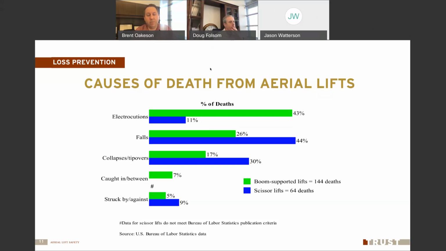Now, surprisingly, fall protection equipment is not required in a scissor lift because it falls under the scaffold standard, but still, you see that's the top reason why people are dying in a scissor lift: falls. That's why we definitely recommend wearing fall protection equipment inside the scissor lift. Another surprising statistic was collapses and tip overs. Scissor lifts had more fatalities from tipping over than an aerial lift did. So those are things that we can learn from and learn to avoid.